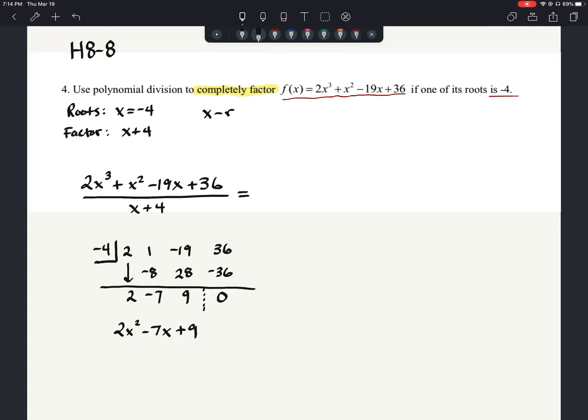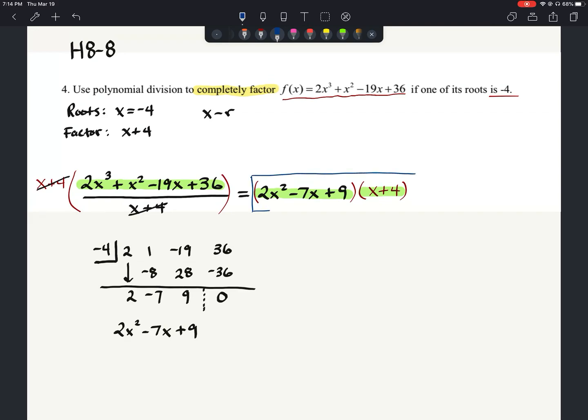So when we do this division, we know this is equal to 2x squared minus 7x plus 9. Now if we took this and multiplied both sides by the x plus 4, the x plus 4 over here would end up canceling out. What we have then is 2x to the third plus x squared minus 19x plus 36 is equal to the expression 2x squared minus 7x plus 9 times x plus 4. We've taken it and we have factored it here.